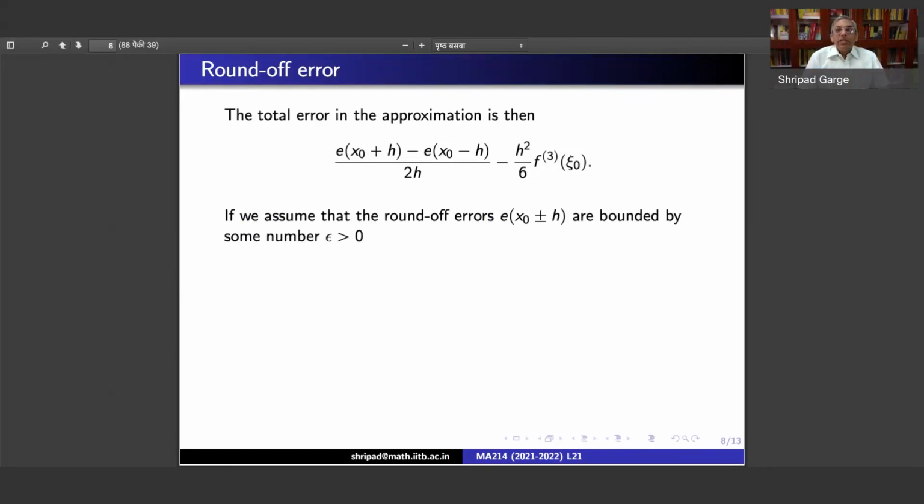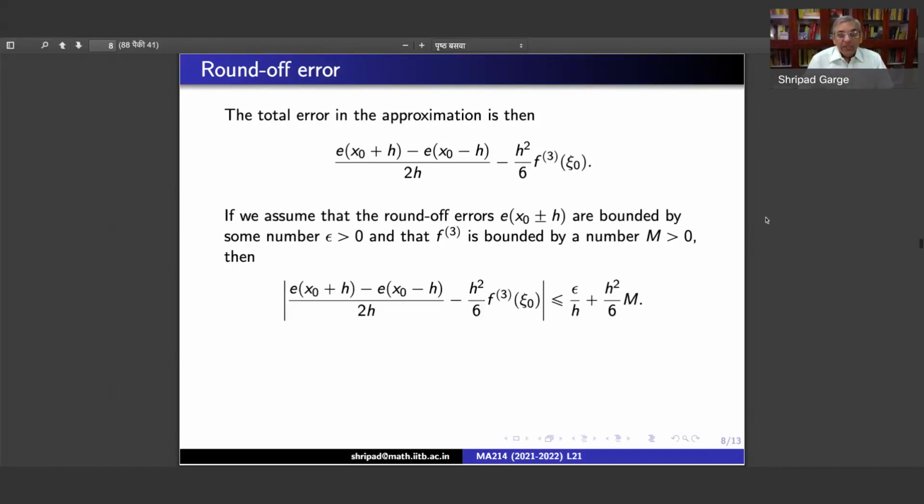So suppose the rounding off errors are bounded by some positive number epsilon. And suppose also that the third derivative, we have assumed that our function is 3 times continuously differentiable for the 3-point midpoint formula or 3-point endpoint formula. So our f cube, the third derivative, will be continuous on that interval, and therefore there will be a maximum attained by the third derivative of f. Let's call that maximum capital M. Then this total error is less than or equal to epsilon by h.